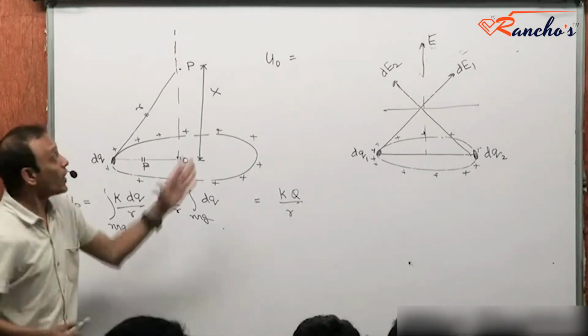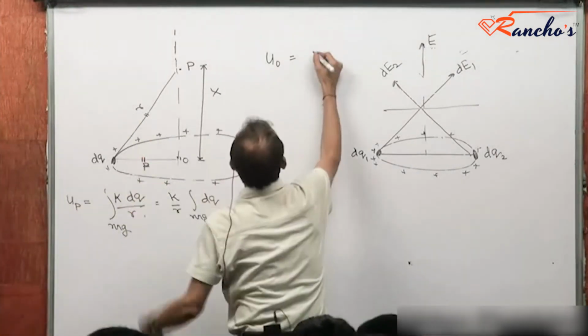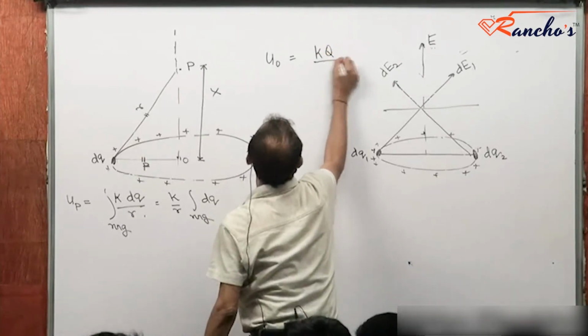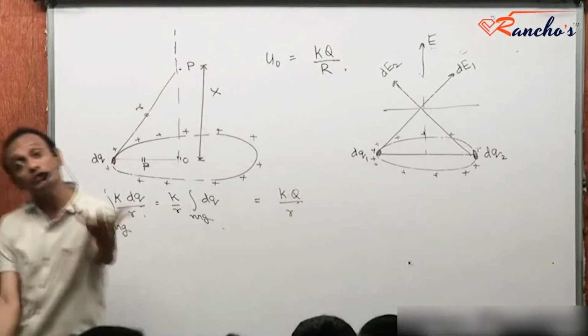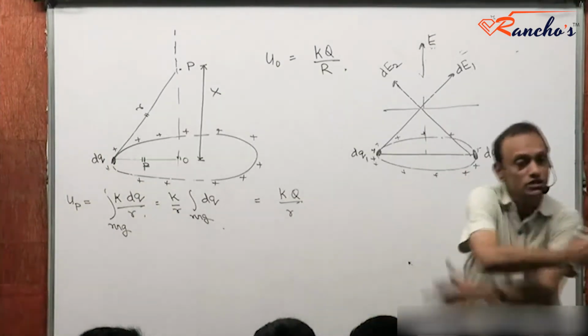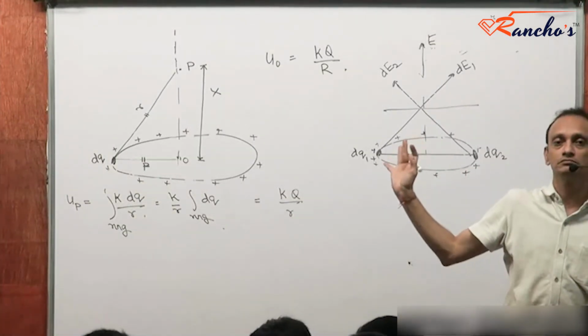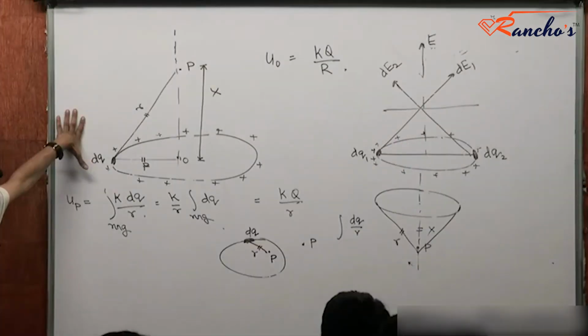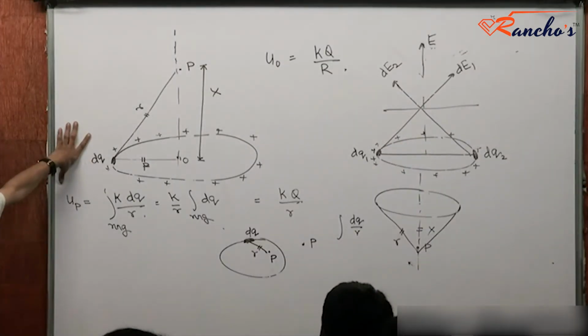Right? So at O, small r becomes capital R, so it's going to be K capital Q by capital R. That's the potential at the center of a ring. Charge uniformly or non-uniformly distributed does not matter. Yes or no? You therefore understand what's happening in a ring, right?